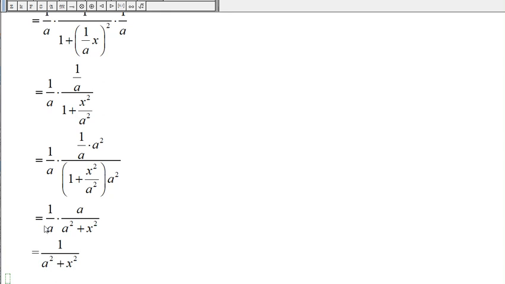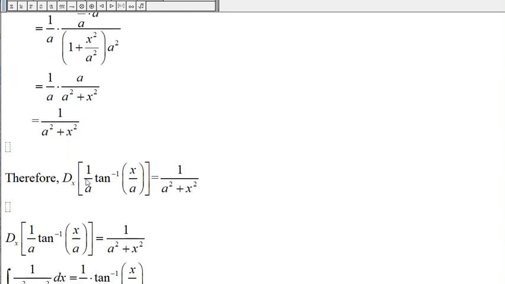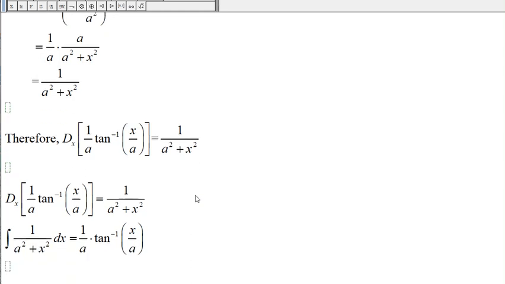And then here we have 1 over a, and then here we have a. So a divided by a is just 1. So we end up with 1 over a squared plus x squared. And therefore the derivative of 1 over a times tangent inverse of x over a is 1 over a squared plus x squared.